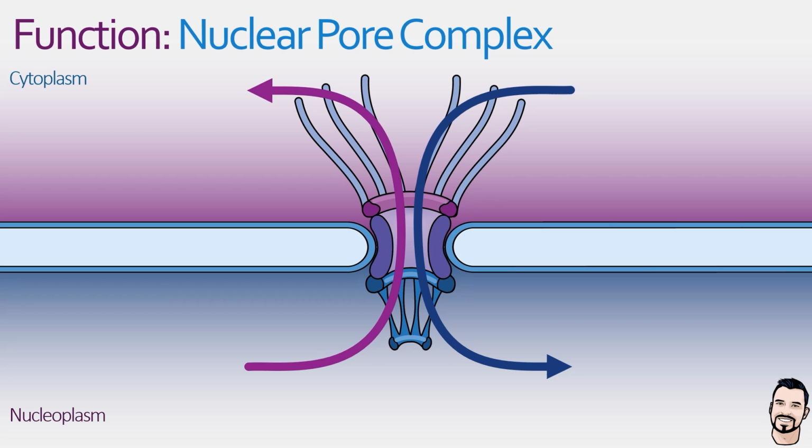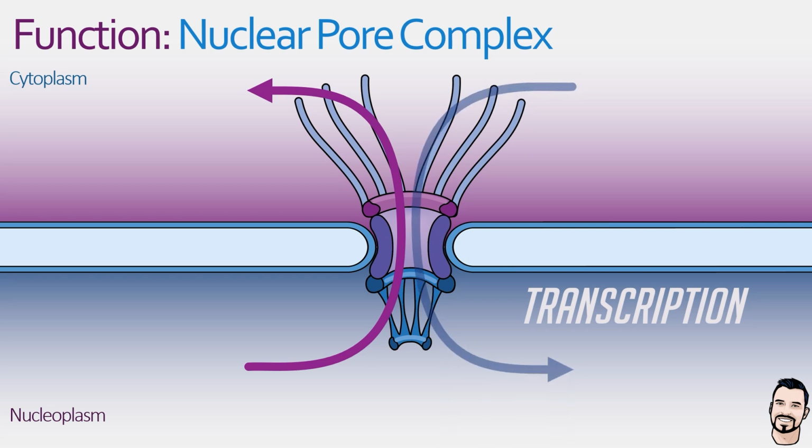Okay, so inside the nucleus, the key process is transcription, making RNA from DNA. Many of the raw materials and enzymes needed for this, such as nucleotides and polymerases, are produced in the cytoplasm and must be imported into the nucleus through the pores.